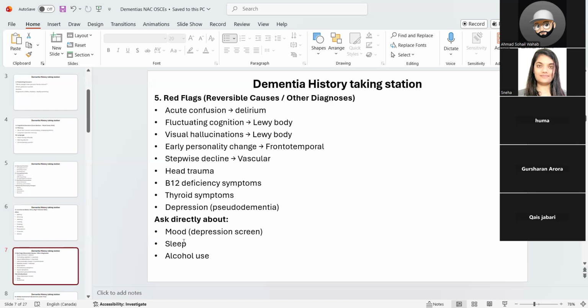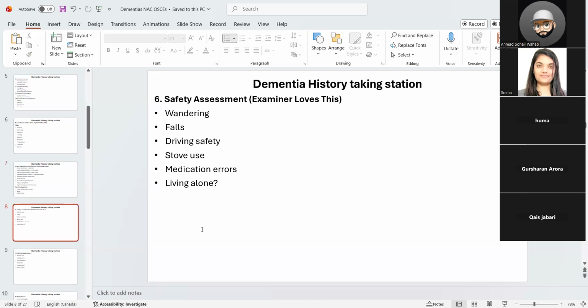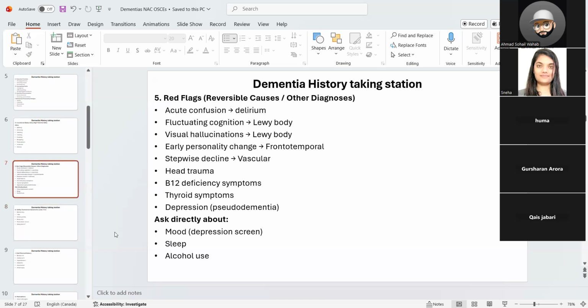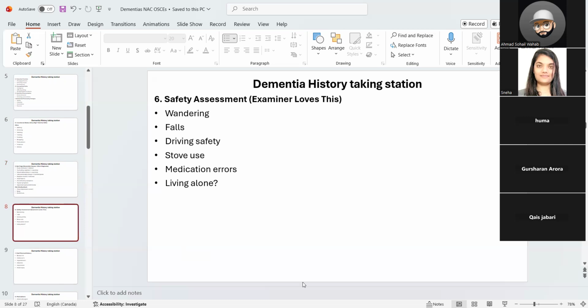Sometimes poor sleep in the elderly can make it hard for them to recall details. Ask them about alcohol use, which can impact their awareness, their concentration, etc. Now, the sixth step is to see how safe the patient is in their current environment, their home or long-term care, wherever they are.